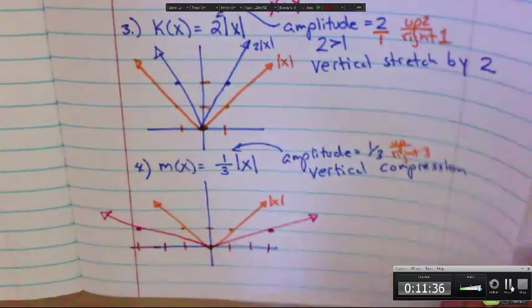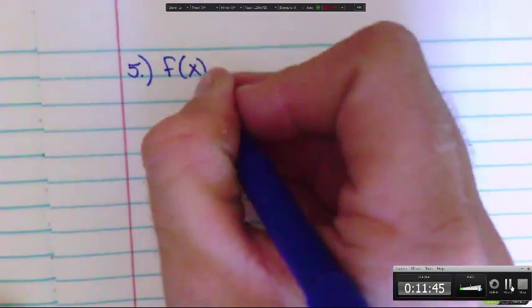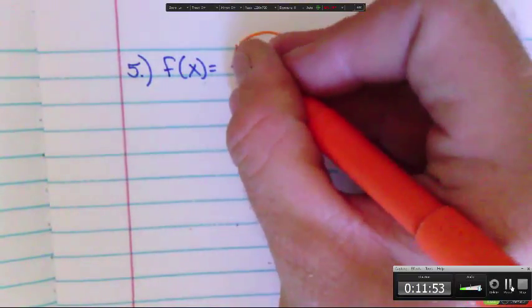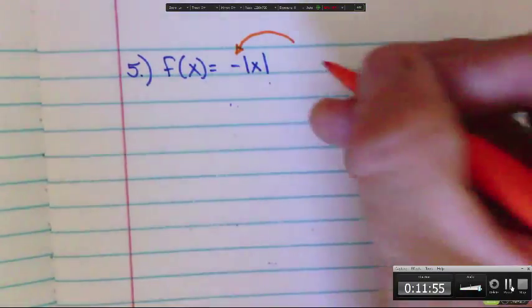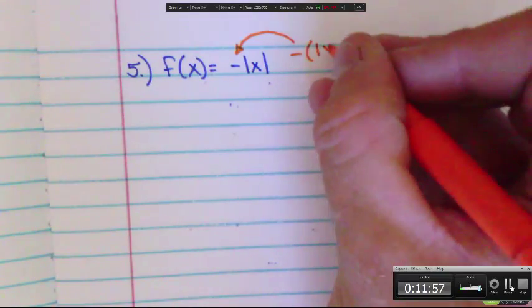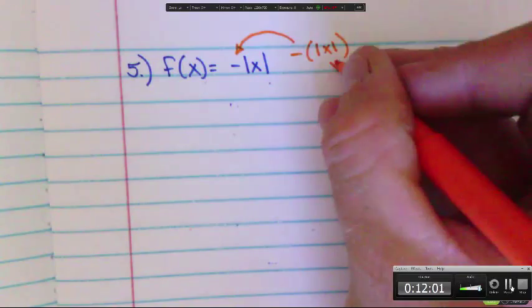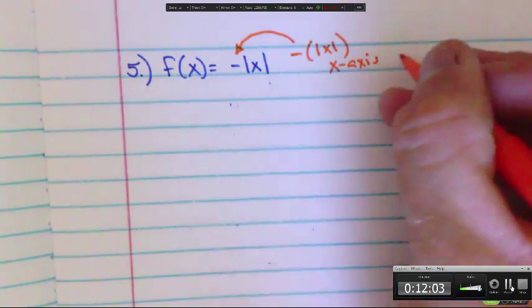All right, and then lastly, before we move any further in depth, for the fifth one, let's look at the function f of x equals the negative of the absolute value of x. Now, this is a negation of the y values. We're negating the entire parent function. So, since this is the negation of the entire parent function, this is a reflection about the x-axis. So, this is an x-axis reflection.